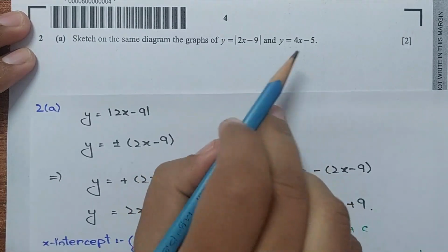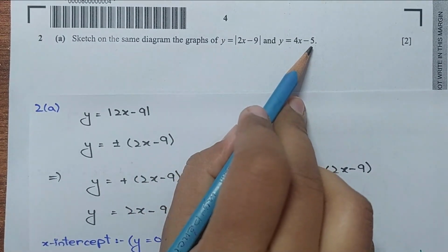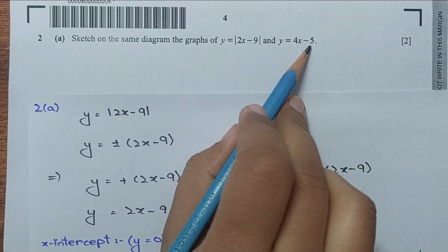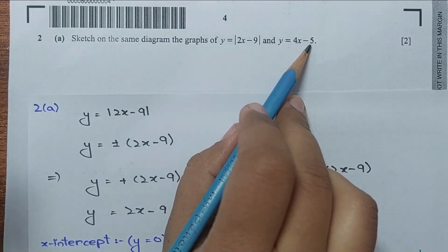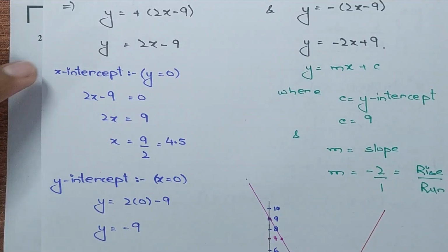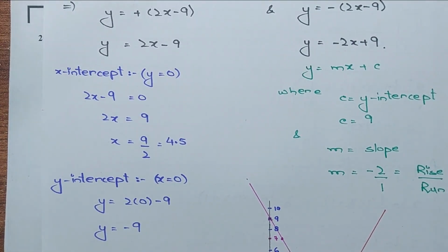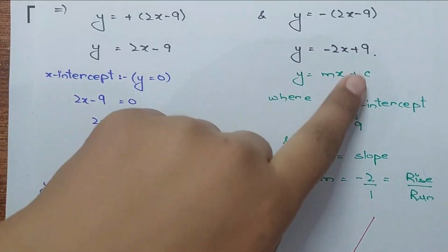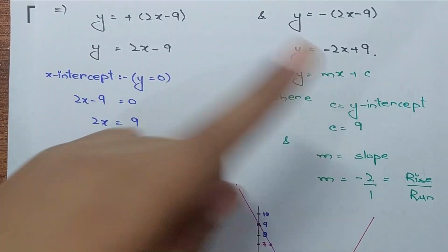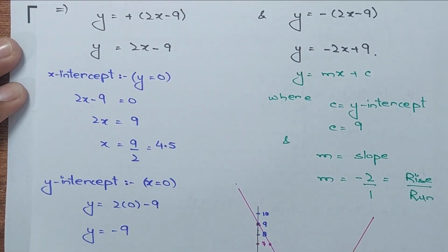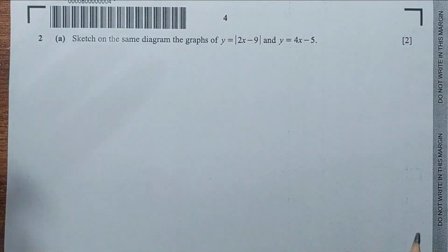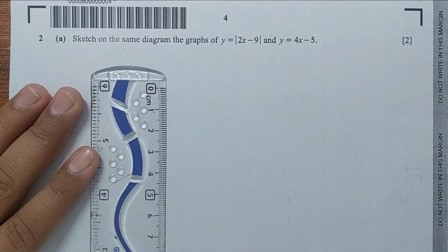Now for the second graph, we have 4x minus 5. This is again a linear function. You can use any method, the slope-intercept method or the x or y intercept method. I showed you both of the methods. Find the x-intercept, y-intercept, plot both of them, and you will get a straight line, or you can figure out what your y-intercept is, what the slope is, rise over run, and use that one, right? Let me sketch both of them on the same axis now.